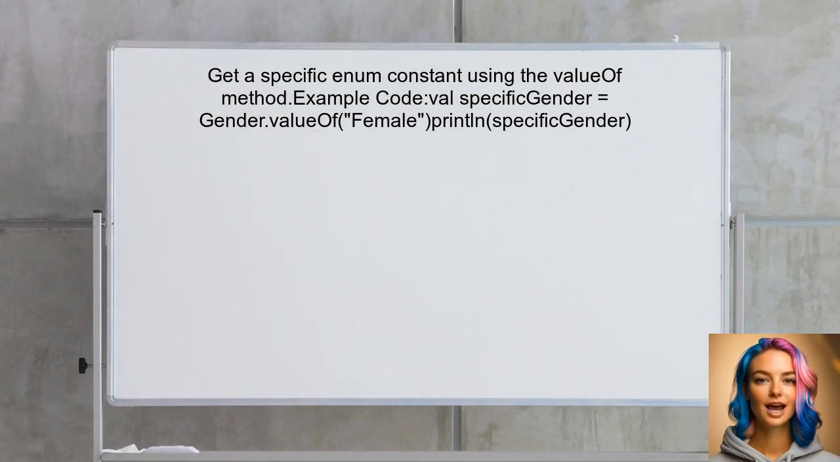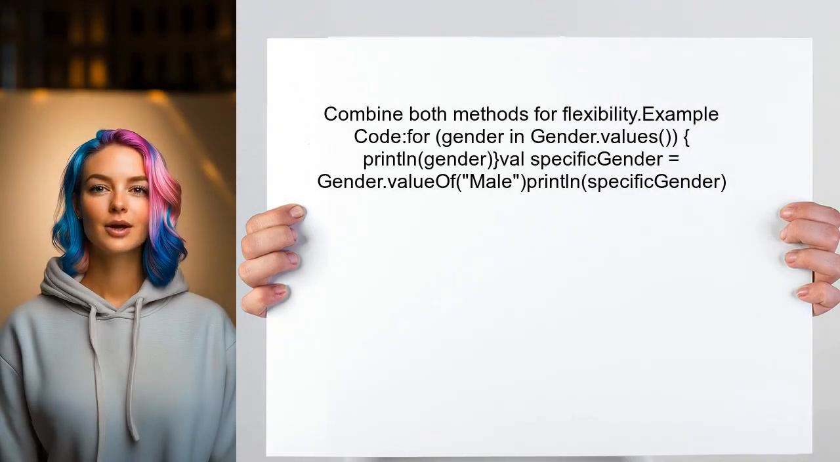Additionally, if the user wants to get a specific enum constant by its name, they can use the valueOf method. This method takes a string and returns the corresponding enum constant. Finally, the user can combine both methods to iterate through the enum and also retrieve specific values as needed. This provides flexibility in working with enums.